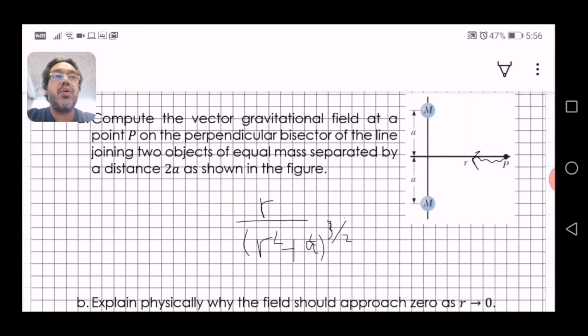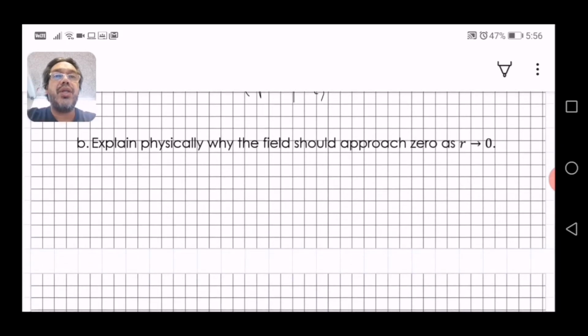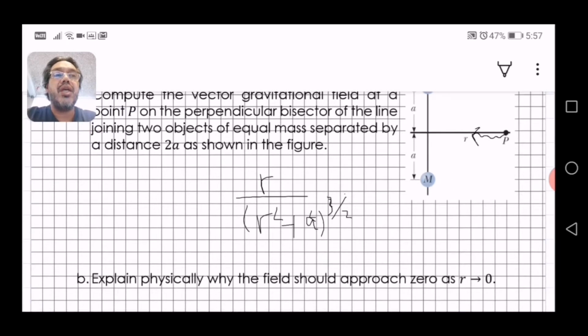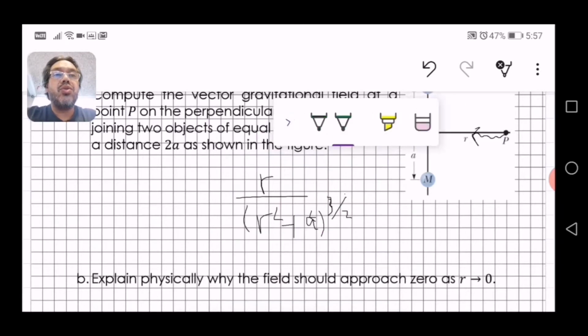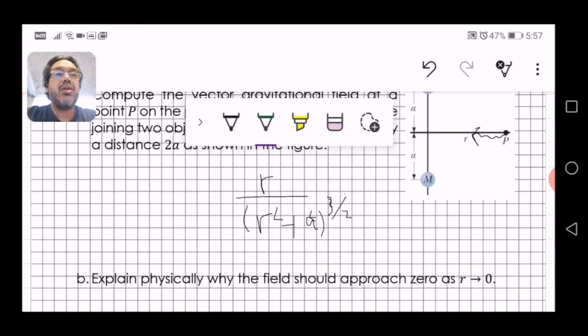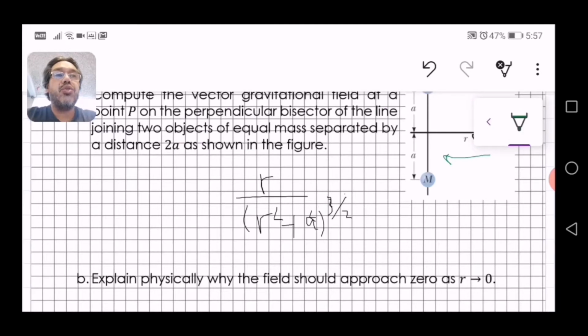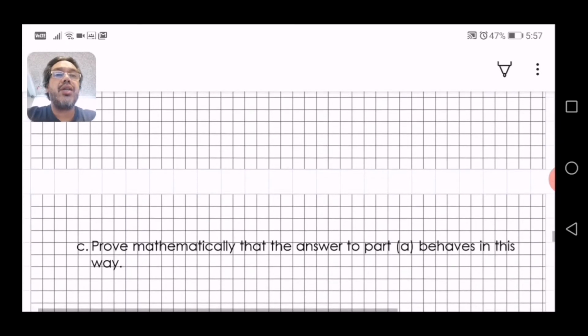Now, they request two elements here that we need to analyze. Explain physically why the field should approach zero as R approaches zero, which means if we move point P to the left, making it closer and closer to the origin, then your field should be less and less. And second, prove mathematically that the answer to part A behaves in this way.